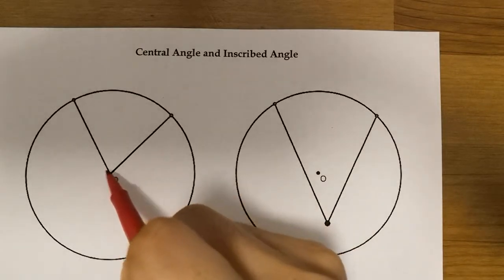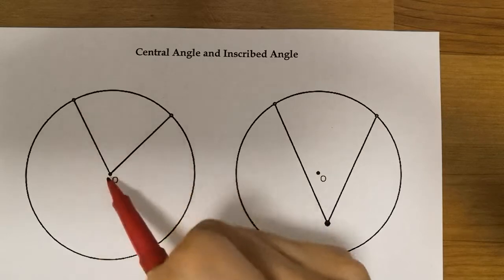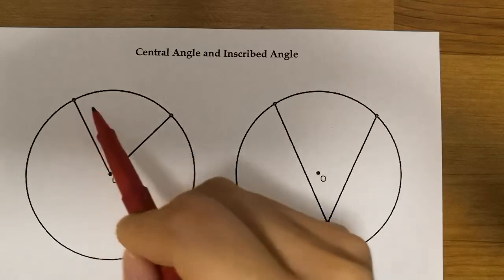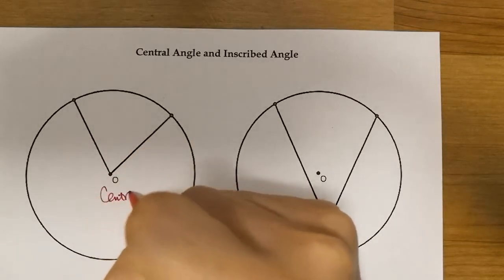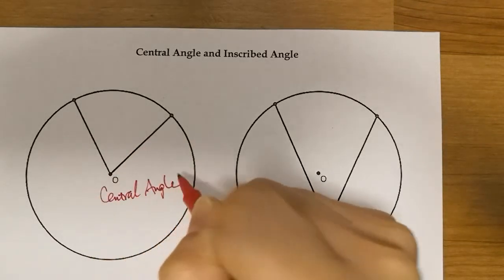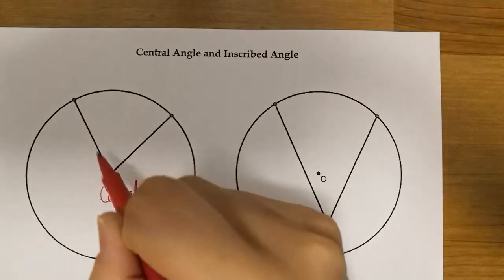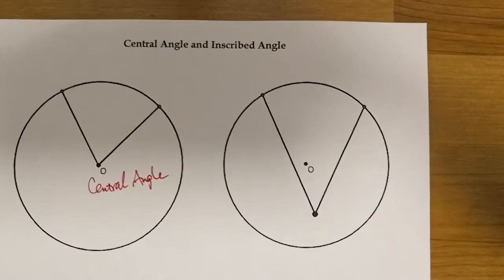where the vertex of the angle is on the center, and two sides of the angle are formed by radii. So as you can see here, this is called central angle. Okay, so the center and two radii form the angle.